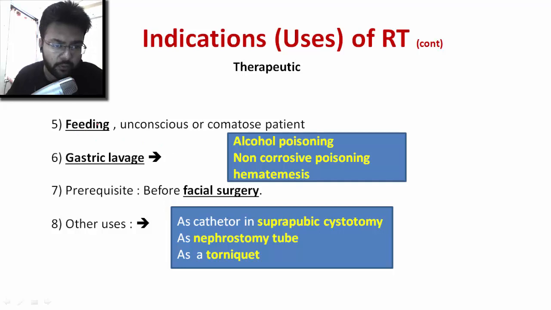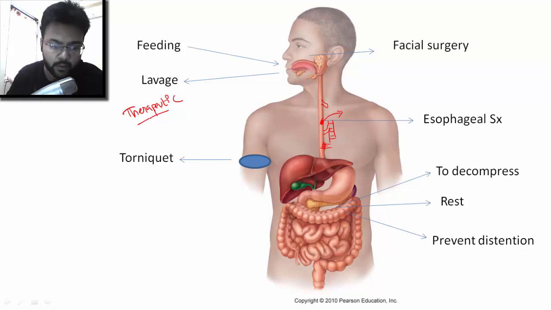It can also be used for feeding and gastric lavage, which are more common uses of Ryles tube. Feeding in unconscious or comatose patients to maintain the nutrition, or in gastric lavage in alcohol poisoning or non-corrosive poisoning, or in hematemesis. This is a prerequisite before facial surgery. It can also be used in other ways, like a catheter in suprapubic cystotomy or nephrostomy tube, or as a tourniquet.